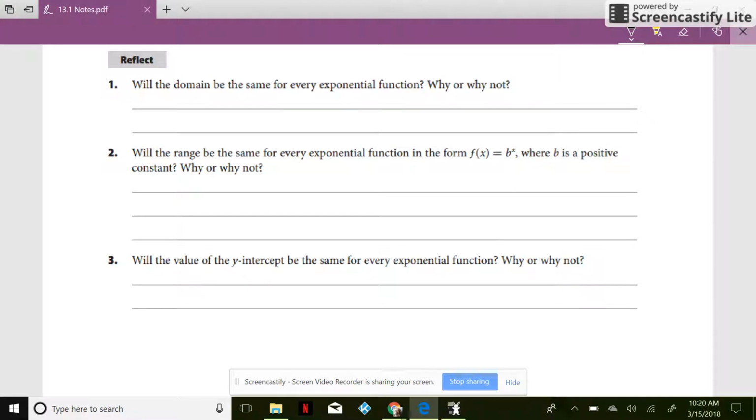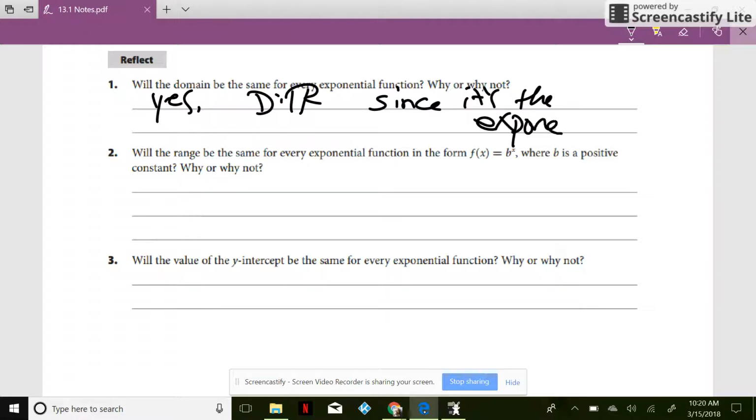Will the domain be the same for every exponential function? Yes. The domain would be all real numbers since it's the exponent. We can have any value we want as our exponent.